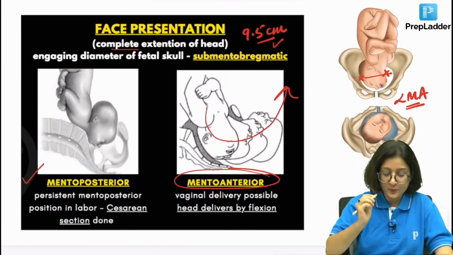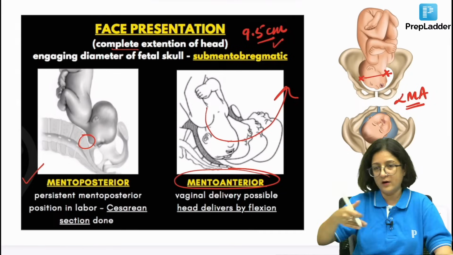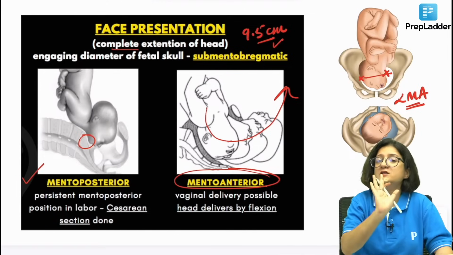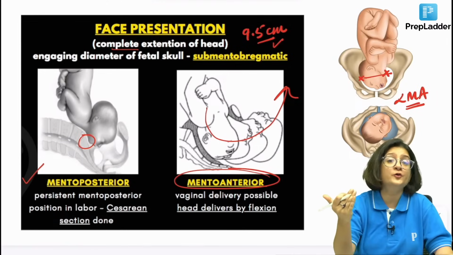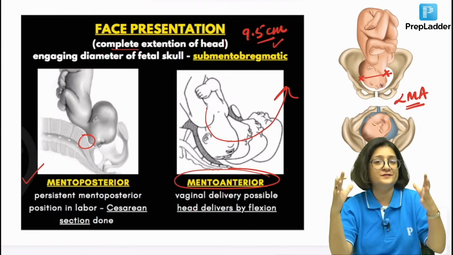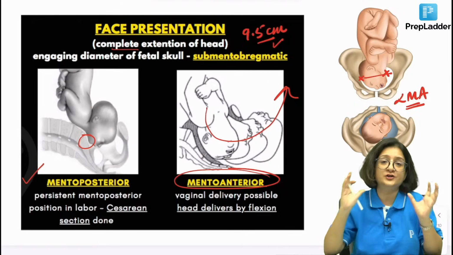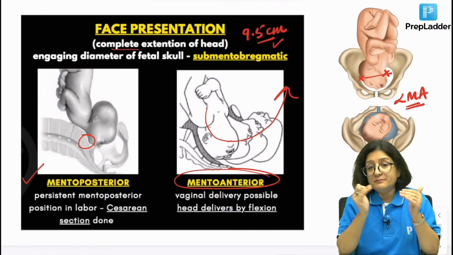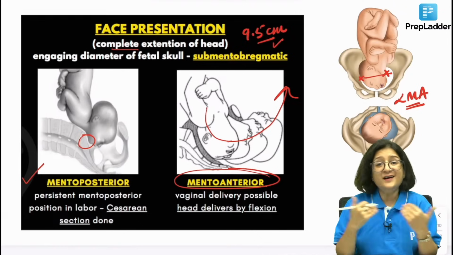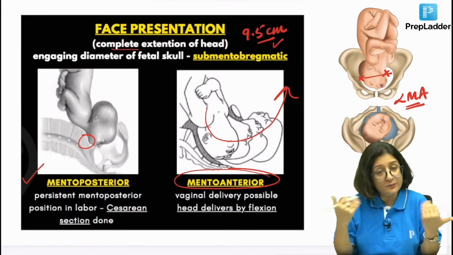Now when it is mento posterior, when the chin is directed posteriorly, either directly posteriorly or left side posteriorly or right side posteriorly, doesn't matter, it does not behave like the occipito-posterior position. In occipito-posterior positions, majority of the times, 95% of the times at the most, a good outcome happens. Internal rotation of the occiput occurs. But when it is mento-posterior, it's a different story. It is very difficult for the mentum to rotate anteriorly.